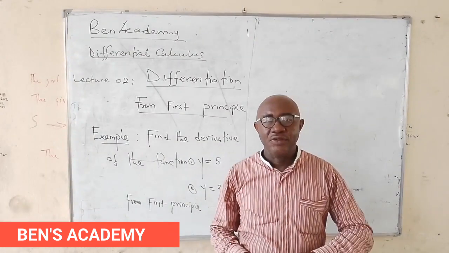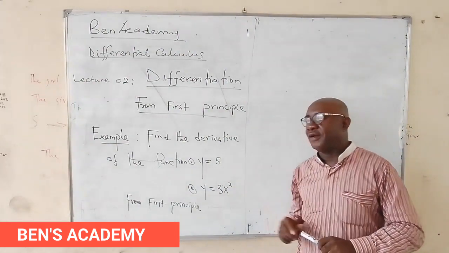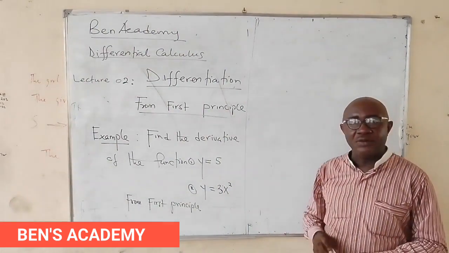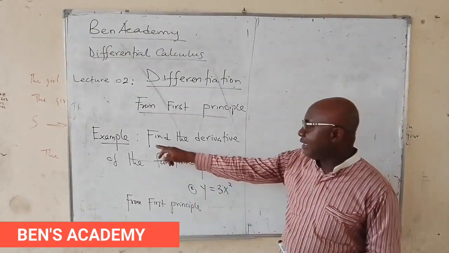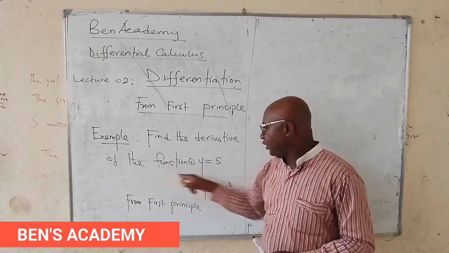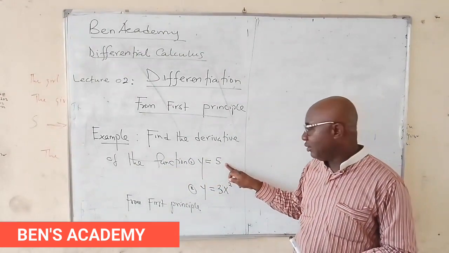Right now, we want to demonstrate how to make use of the formula for differentiation from first principle to solve the example here on the board. The example says find the derivative of the function. We have y equal to 5, that is a constant function.